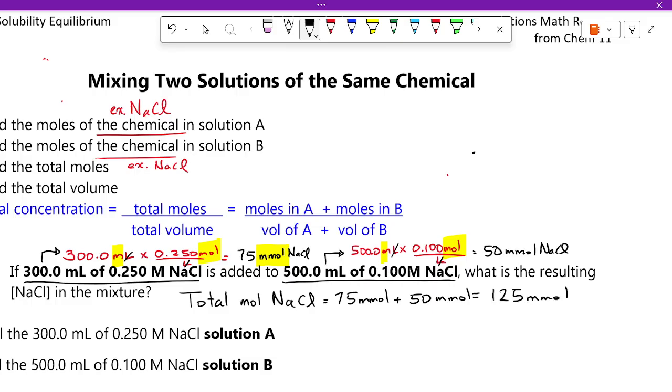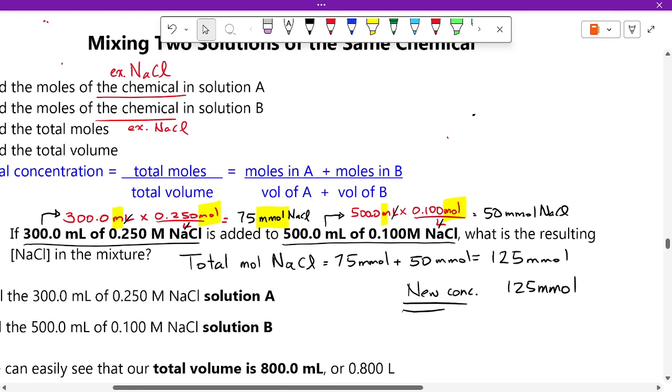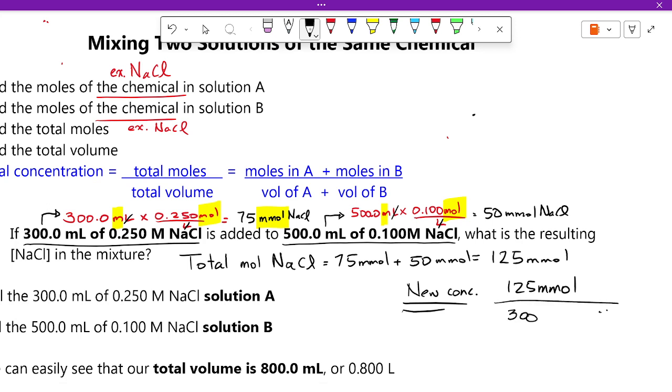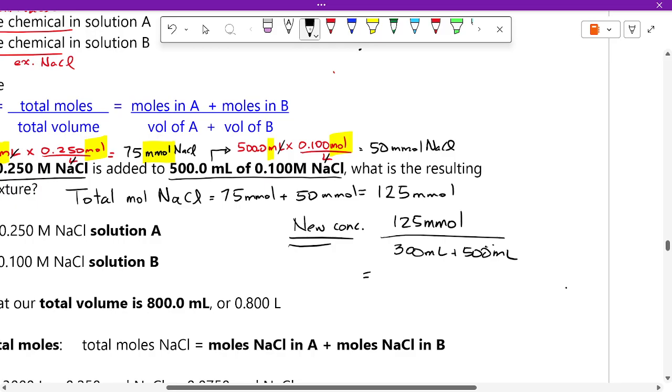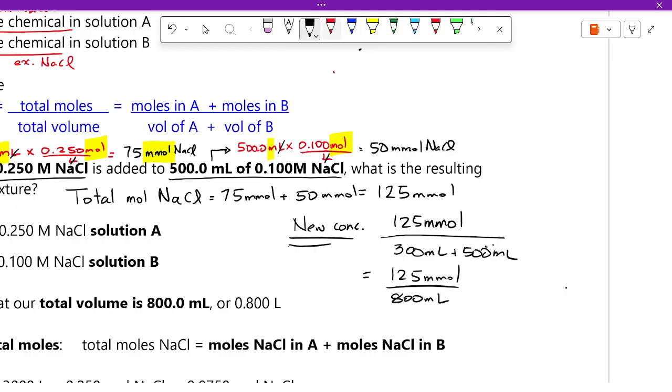What is our new concentration? 125 millimoles, and then our new volume, we've got 300 milliliters plus 500 milliliters. So that gives us 125 millimoles over 800 milliliters. And the milli cancels with the milli.